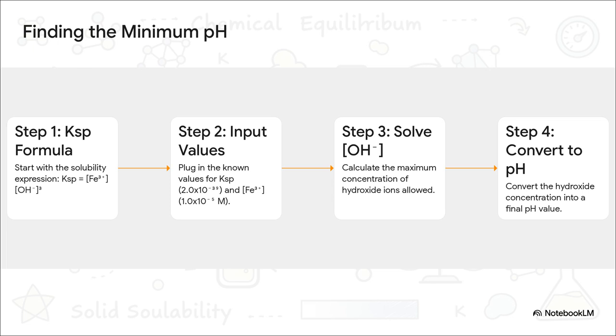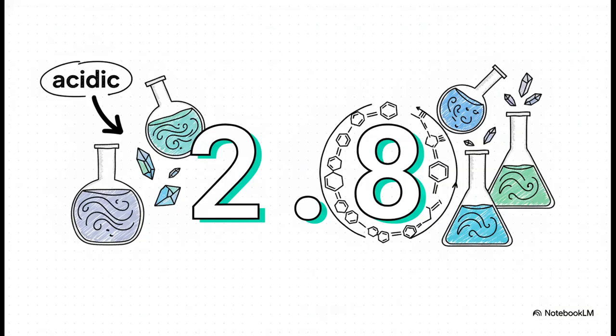It's actually pretty straightforward. We just go back to our trusty KSP formula. We plug in that tiny KSP value we found earlier and the concentration of iron that's given in the problem. From there, it's just a little bit of algebra to solve for the hydroxide concentration, and then one last quick conversion to get our final pH. And the answer is 2.8. That is the magic number. If we can keep the pH of that solution at or below 2.8, our stubborn solid will never even get a chance to form. Now that is some powerful predictive chemistry right there.